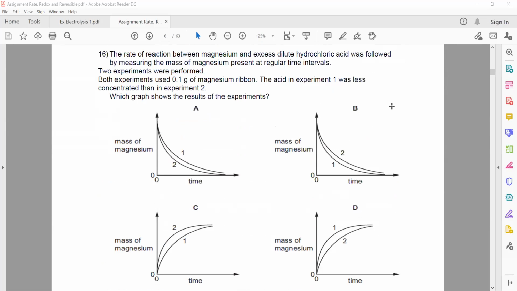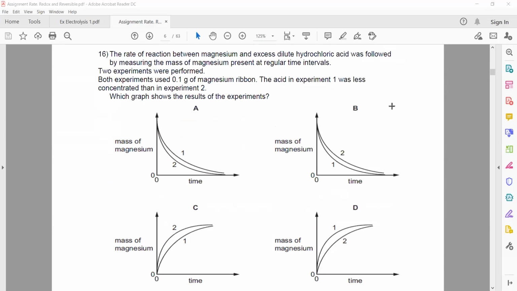The rate of a reaction between magnesium and excess of hydrochloric acid was followed by measuring the mass of magnesium present at regular time intervals. Two experiments were performed. Both experiments used 0.1 gram of magnesium ribbon. Acid in experiment 1 was less concentrated than experiment 2. Which graph shows the result?